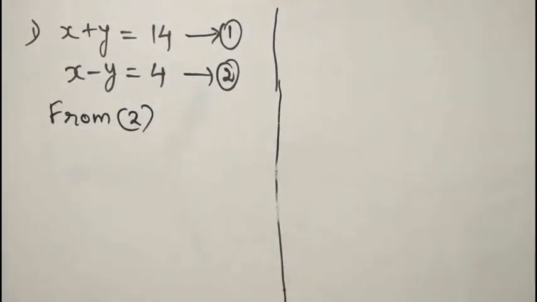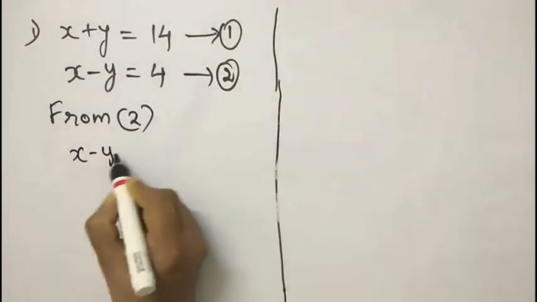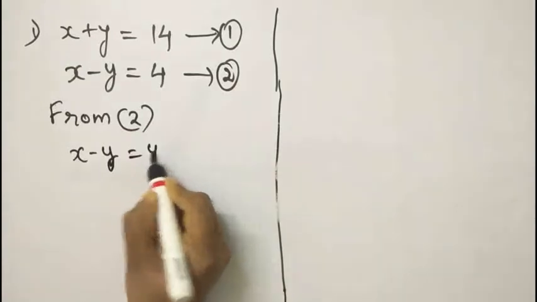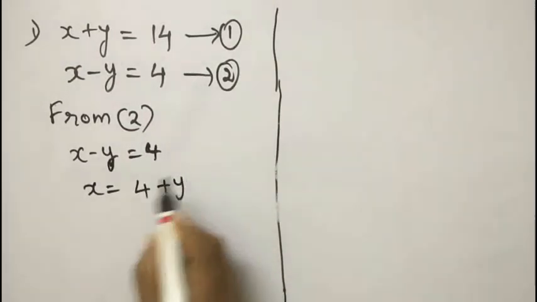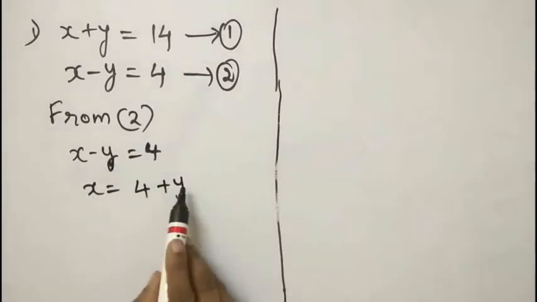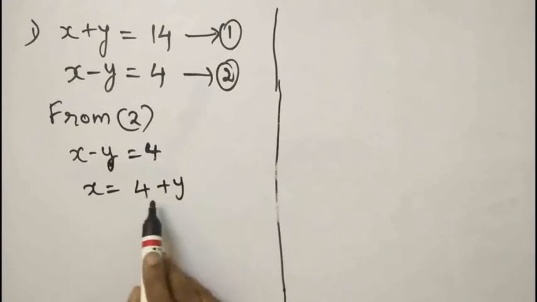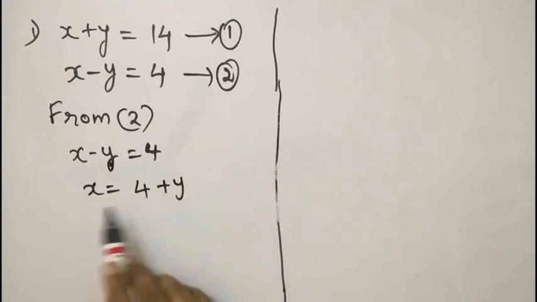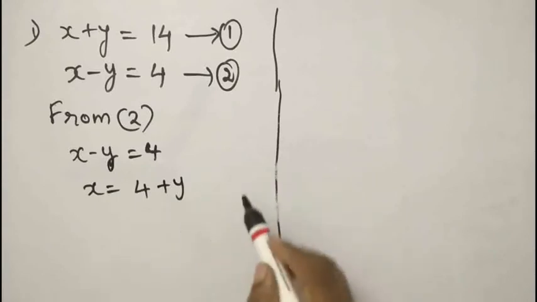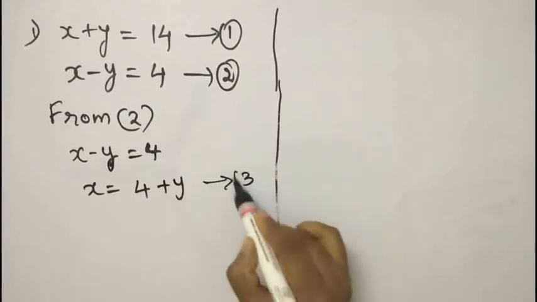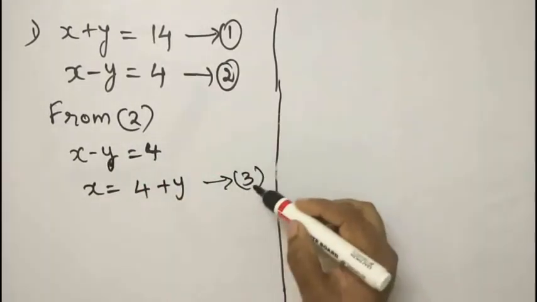Here it becomes x minus y is equal to 4, which means x is equal to 4 plus y, that is, I took this minus y to the RHS. This becomes plus y. So I got x is equal to 4 plus y. I expressed x as an algebraic expression in terms of y. Let it be 3. Now substituting this value. I have taken it from 2.